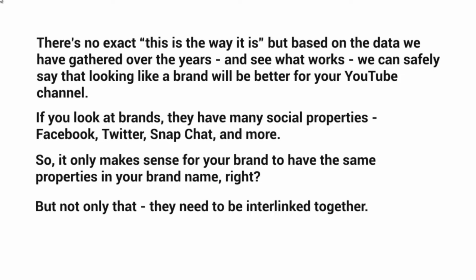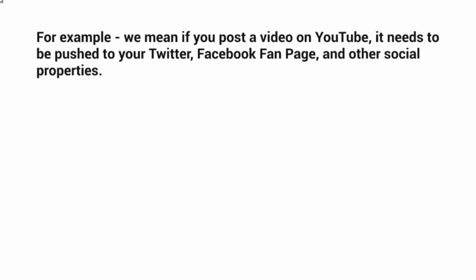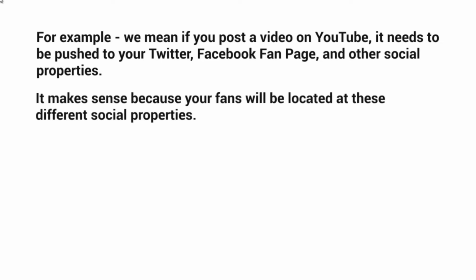And that kind of brings us to this strategy, which is the ring. You're basically interlinking everything together. So like I said, for example, you post a video on YouTube, it needs to be pushed to Twitter, your Facebook fan page, and other social properties. And fortunately, because everything is going to be automated, once you do that, it will trigger and automate the whole process. So it makes sense because your fans will be located at these different social properties. Some people will be at Facebook, some people will prefer Twitter, and some people will prefer maybe Snapchat or Instagram and other social properties.